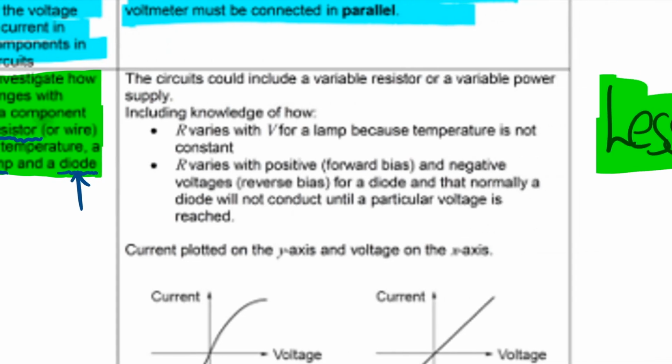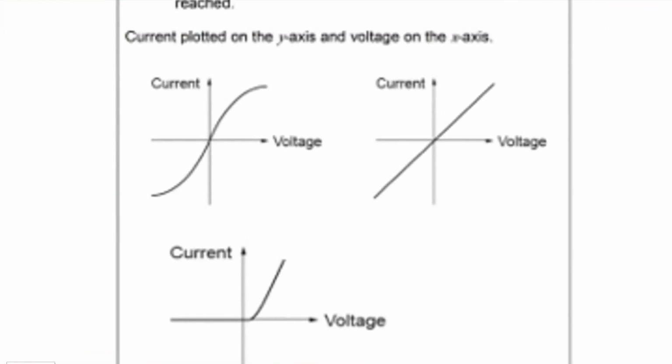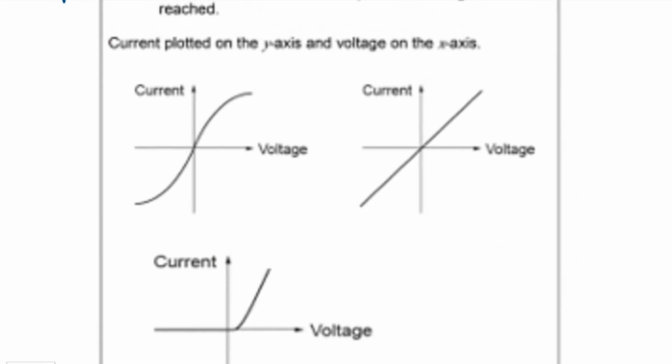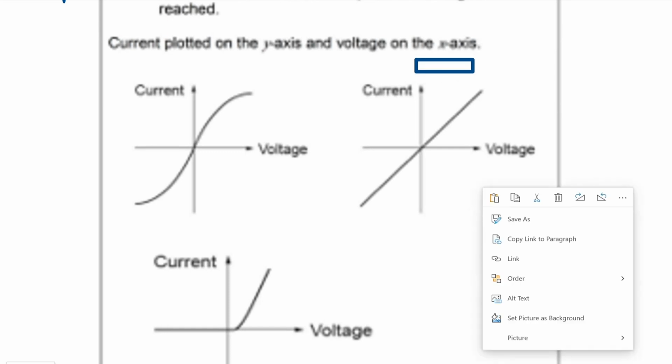A little bit more detail on that. The circuits could include a variable resistor, and in the example we look at today, we'll be using a variable resistor as opposed to a variable power supply, because we need to be able to change the voltage across these different components, because we want to investigate what the relationship looks like, and you have to learn the different shapes for the different graphs. For the resistor, the shape of the graph looks like that, a straight line.